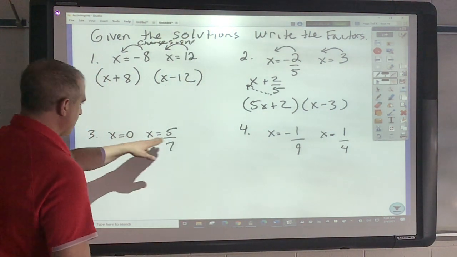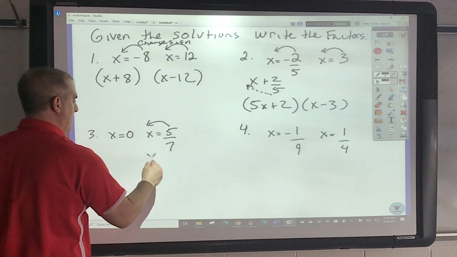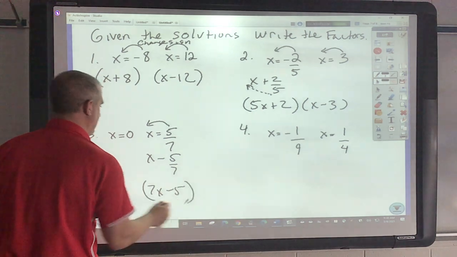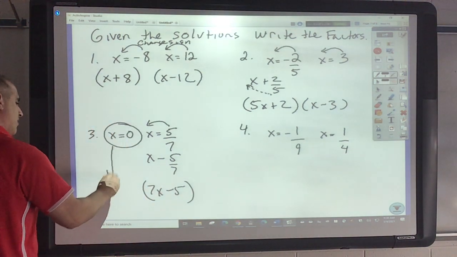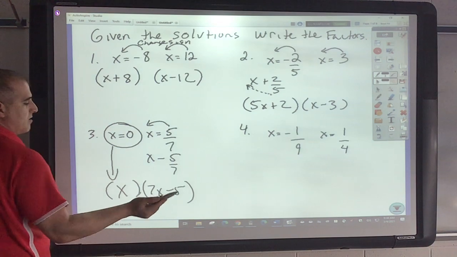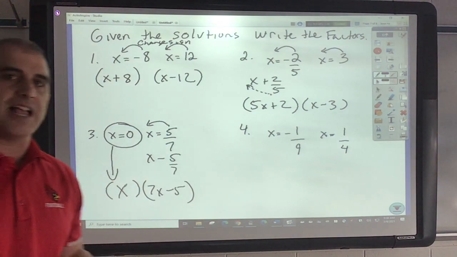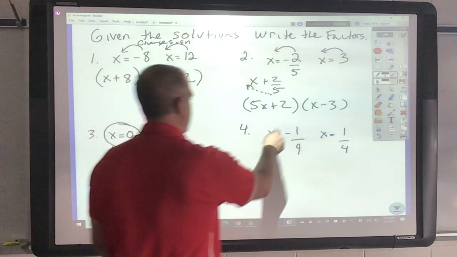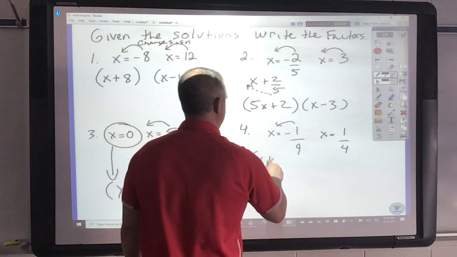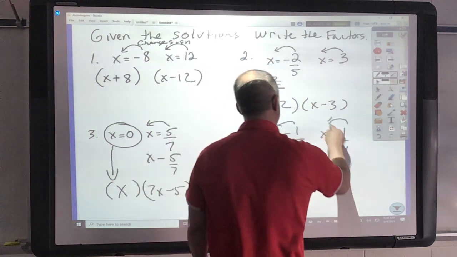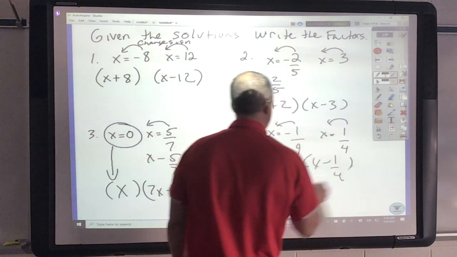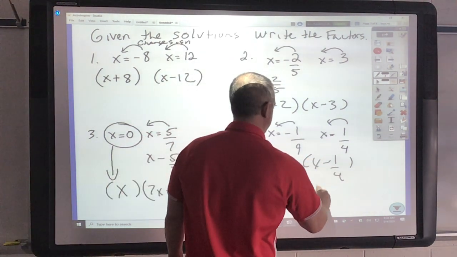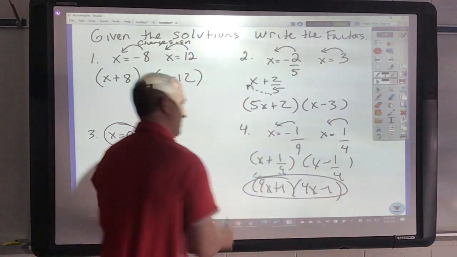All right, let's get to the 0 in a second. So for this one, I would move that back over, it'd be minus 5/7. The 7 comes up, it'd be 7x minus 5. Now, this is just something you have to know. If you get x equals 0 or I equals 0, that's just going to be that letter. That is the factor. We saw that with the other solutions. So let's do this one. This one comes back, that's going to be x plus 1/9. This one comes back, it's going to be x minus 1/4. Just move this 9 up. So 9x plus 1, 4x minus 1. Boom. That's how easy that is.